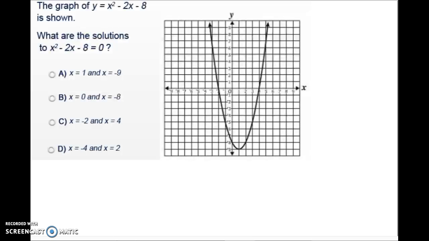All right, now this one, that's the same thing. You're looking at the graph. What are the solutions? So we can see that they're there at -2 and a +4. All right, I'll just circle that one.